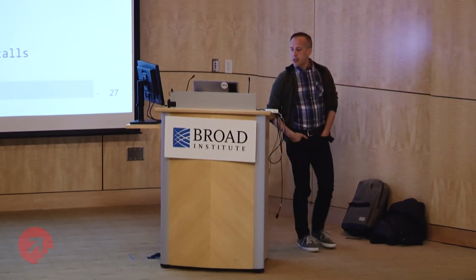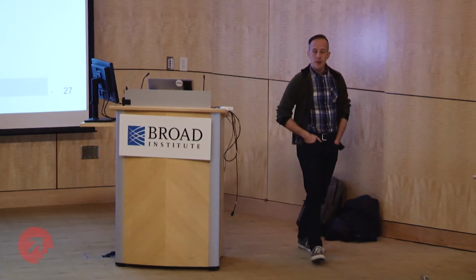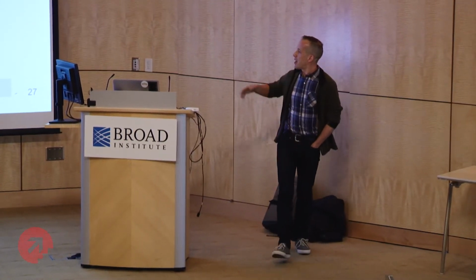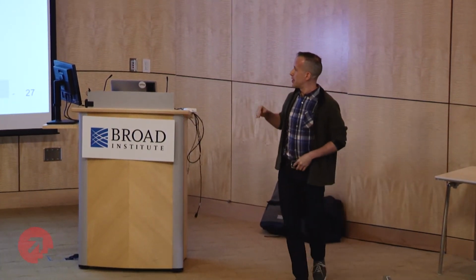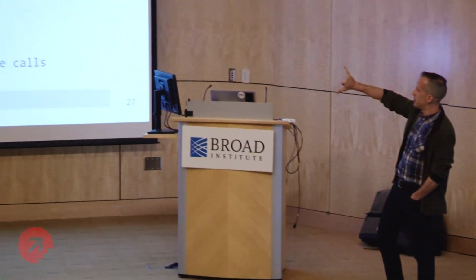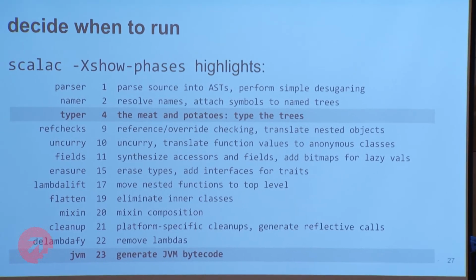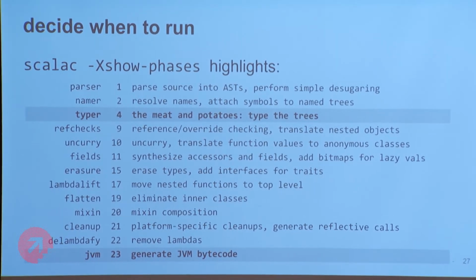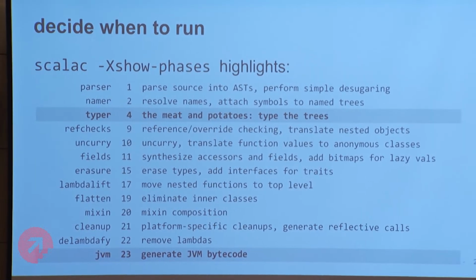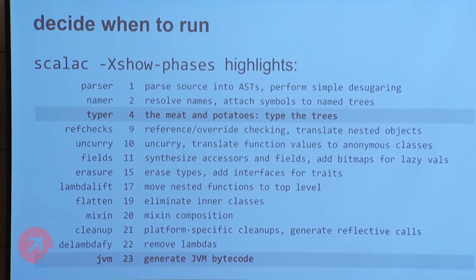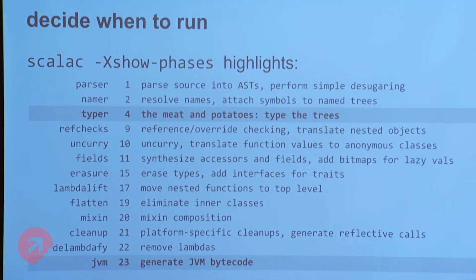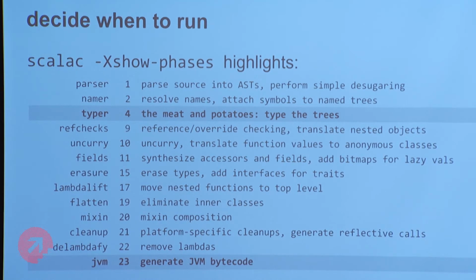If you run scalac -Xshow-phases, that prints out a list of the phases. I've shortened the list because there's a lot, but really the only two that we care about are typer and JVM. So typer is when your code gets type checked. Before typer, syntax only. After typer, you've got types, but your code still looks the same. Then, in the middle of the compiler, it gets transformed a lot. And then at the end, we generate bytecode.